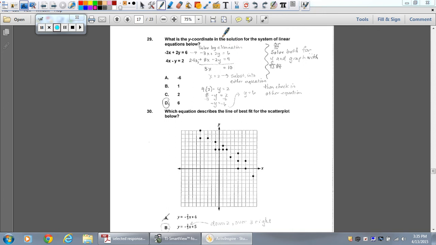And to eliminate, we'll go ahead and add those. Negative 3 plus 8 is 5x. This goes away. And 6 plus 4 is 10, so x is 2. But that's not my answer. I want to know the y coordinate.